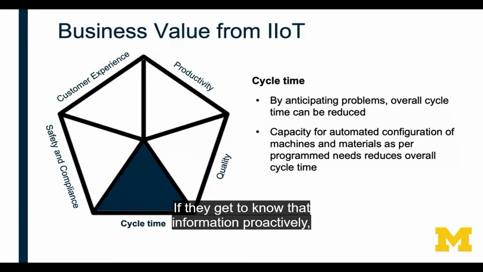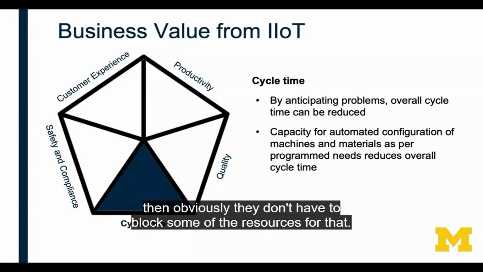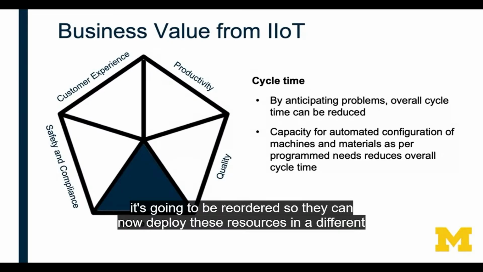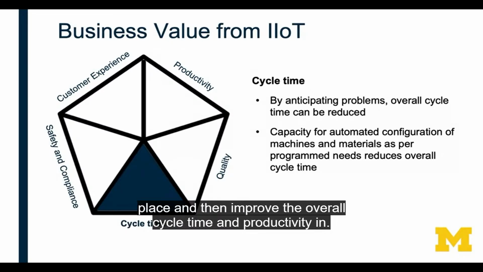If they get to know that information proactively, then obviously they don't have to block some of the resources for that defective part that is coming in, because that's going to be stopped now, it's going to be rerouted. So they can now deploy these resources in a different place and then improve the overall cycle time and productivity.